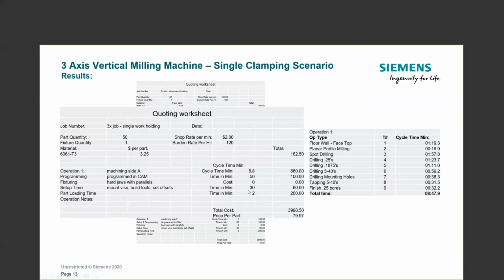Pretty much, I believe that was identical. And part loading time is 2 minutes, right? So that's how we come up to our total cost of $39,98.50, bringing us to a price per part of $79.97.